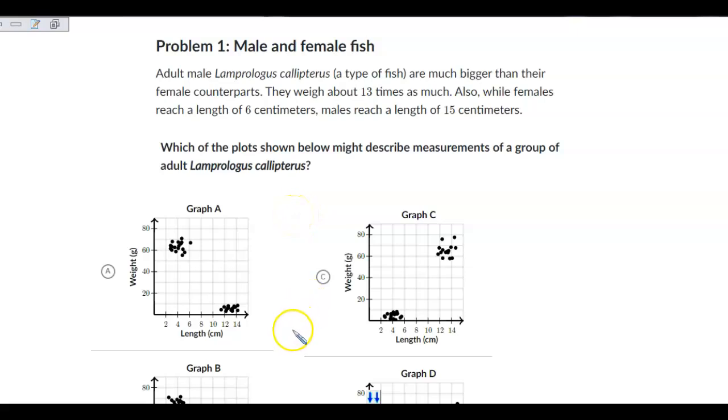All right, so if I take a look, the males are 13 times bigger than the female. So they weigh more, so that would be a high. And they're also bigger. This is showing them as shorter, so that's not going to work. So what about this one? We have the weight is high and the length is high, and then the females, short length, short weight.